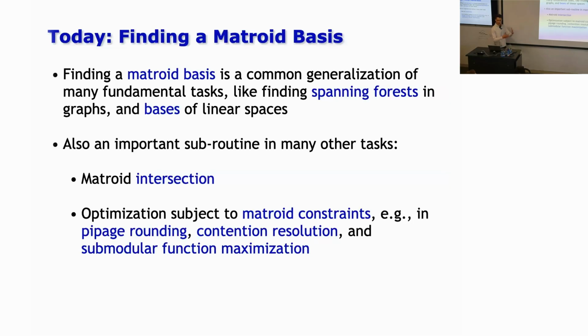And so in general, finding a matroid basis is a very common and very elegant generalization of lots of fundamental tasks in combinatorial optimization that we do care about. And not only this, but it turns out to be a very important subroutine in many other tasks. I won't really define these, but if you're interested, it turns out that you use this matroid basis finding in the problem of matroid intersection, and also in a lot of optimization problems that are subject to matroid constraints. That's just to say, this notion of finding a matroid basis is a very ubiquitous problem in combinatorial optimization.